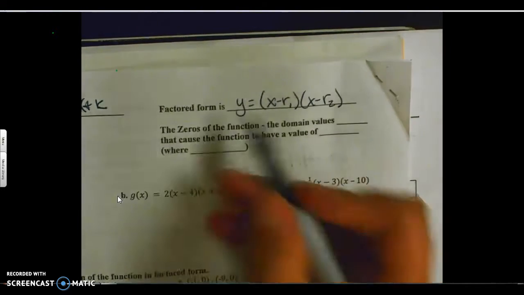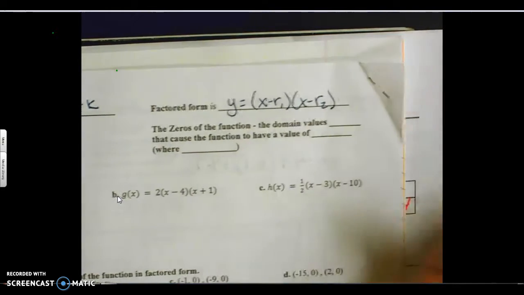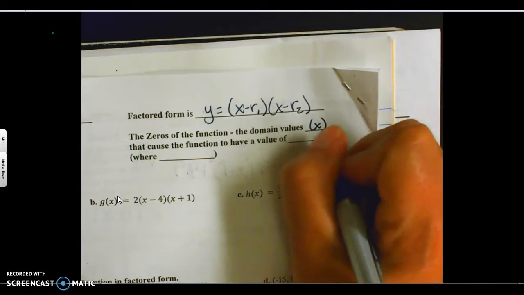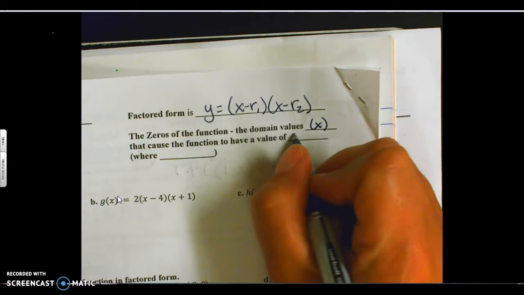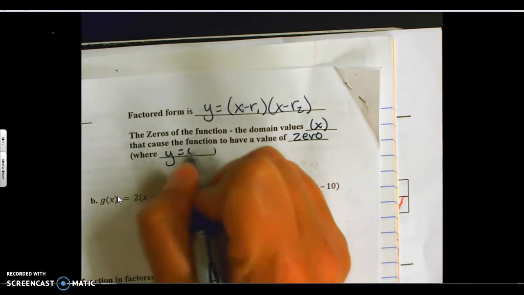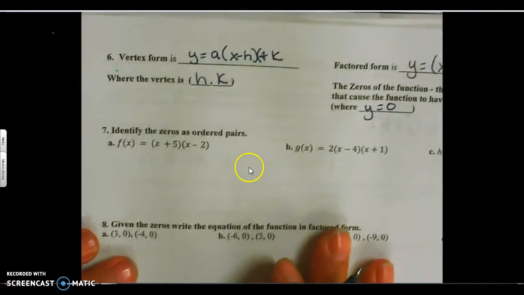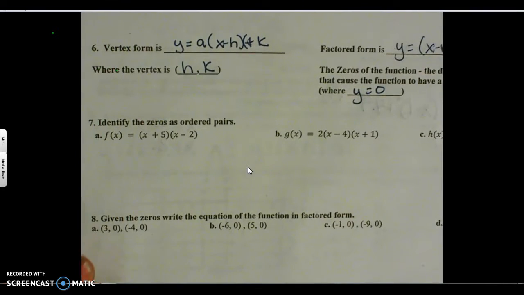The zeros of the function are the domain values, x, that cause the function to have the value of 0, which means where y is equal to 0. Okay? So it says identify the zeros as an ordered pair. So we're going to do 1, and then you're going to try the other 2.